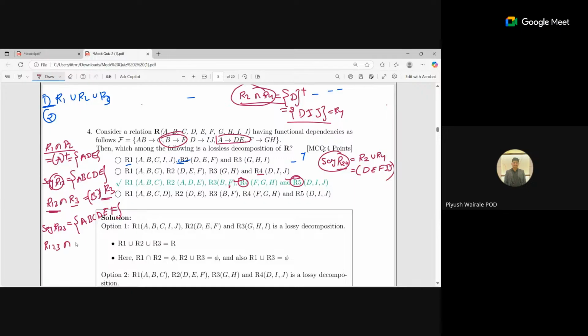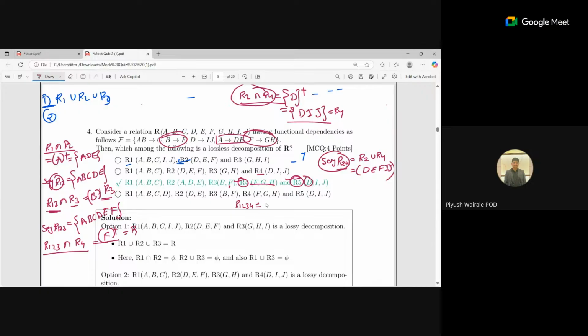So here R123 intersection R4 is basically what? F, right? From F, are we getting R123 or R4? Yes, sir. R4, right? So we can join R123 4, that is basically A, B, C, D, E, F, G, H. And again, if you take intersection of A, B, C, D, E, F, G, H with R5, that is basically D in common, right?